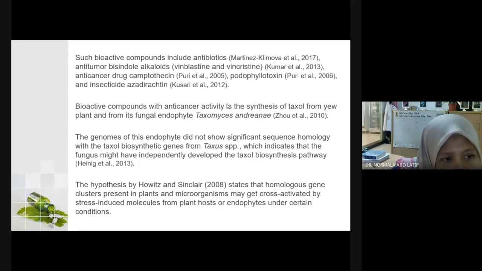Taxomyces andreanae. When they studied this endophyte more deeply, they found that the genome of this endophyte did not show significant sequence homology with the taxol biosynthetic genes from the Taxus plant, which indicates that the fungus might have independently developed the taxol biosynthesis pathway. The hypothesis by Howitz and Sinclair states that the homologous gene clusters present in the plants and also microorganisms may get cross-activated by stress-induced molecules from plant hosts or endophytes under certain conditions.